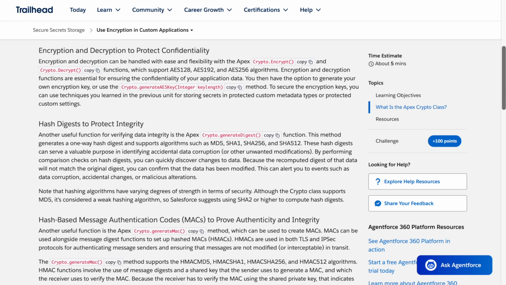Note that hashing algorithms have varying degrees of strength in terms of security. Although the crypto class supports MD5, it's considered a weak hashing algorithm, so Salesforce suggests using SHA-2 or higher to compute hash digests.